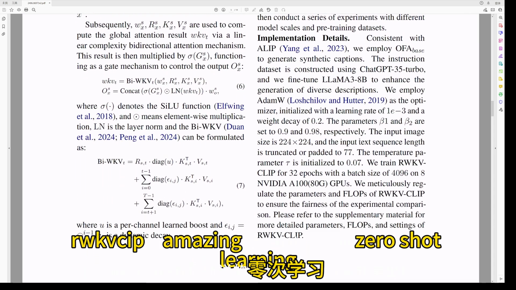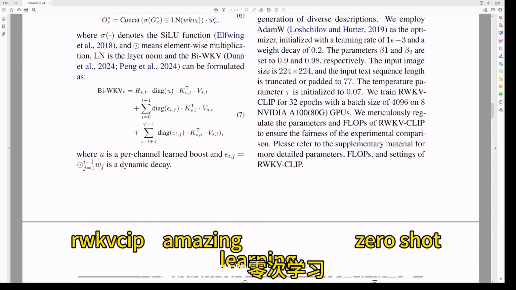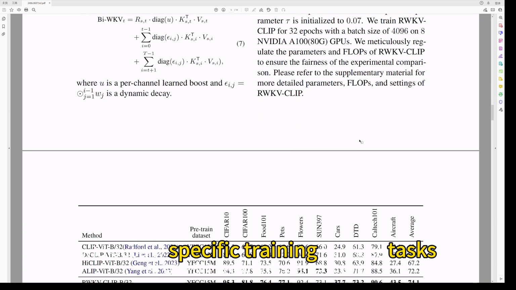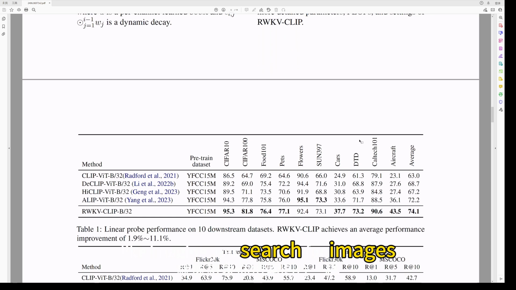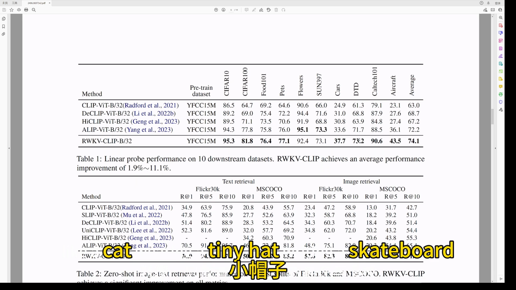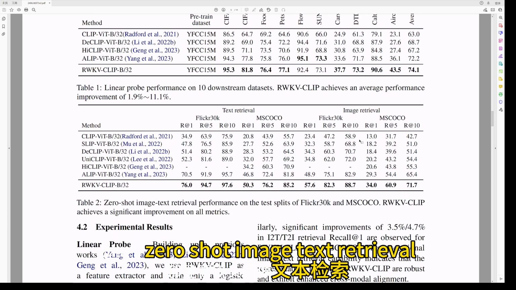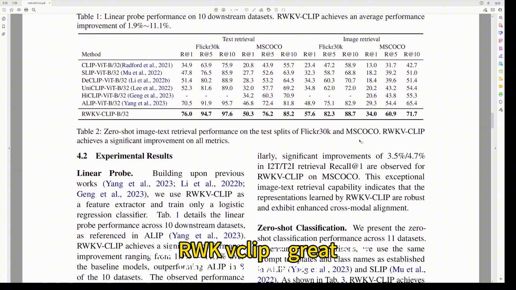Like RWKV-CLIP is amazing at what we call zero-shot learning. Zero-shot learning, what's that? It means it can do tasks without any specific training for those tasks. Wait, really? That sounds like magic. It's pretty close. Like imagine you search for images, but you only use words. Like a cat wearing a tiny hat riding a skateboard. That's specific. That's zero-shot image text retrieval. And RWKV-CLIP is great at it.